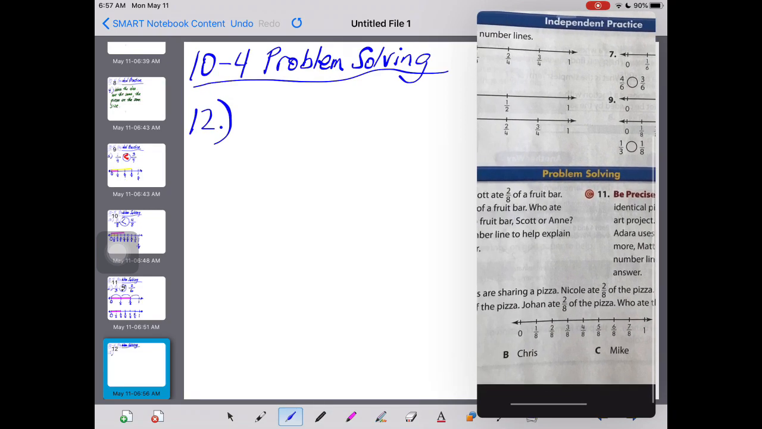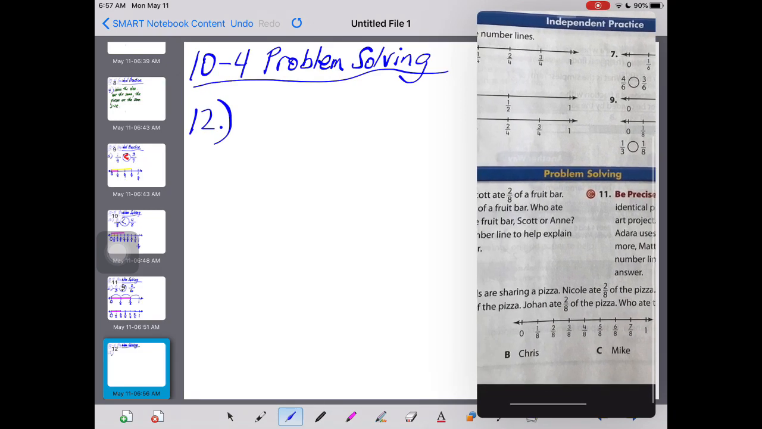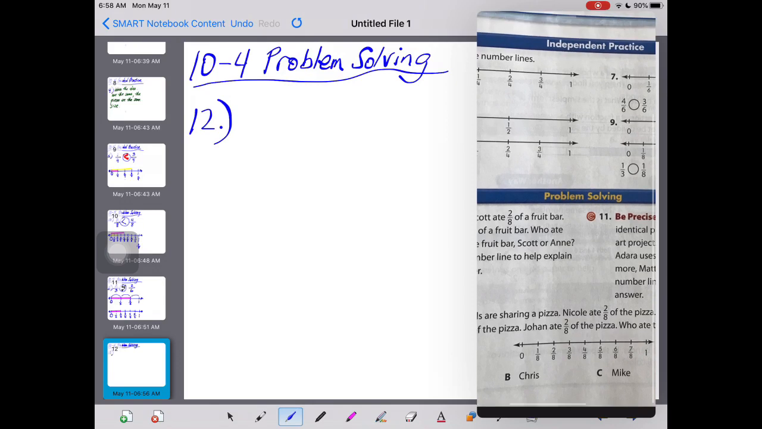And they've given you a number line, and they've given you A, B, C, or D. All right, so why don't you plot on the number line who ate what? And when you figure out the answer, come on back. So pause this now. Thanks.